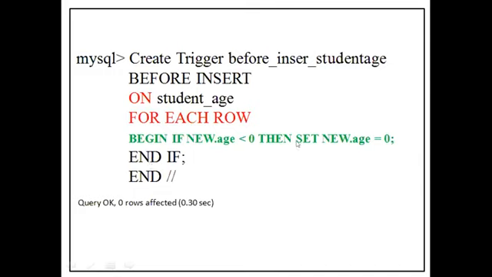The condition is in the trigger. So if we enter an age less than 0, after creating the trigger, while inserting the record, the age will automatically be inserted as 0. So end if, next one is end. So now this trigger is executed. Query okay, 0 rows affected.